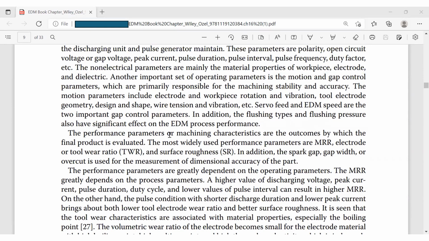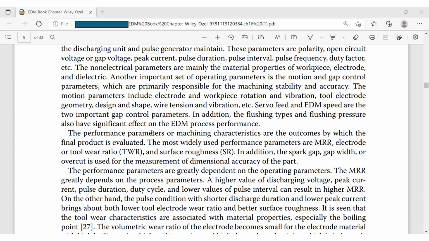Then the performance parameters, or the machining characteristics, are the outputs by which the final product is evaluated. This is very, very similar to what we have learned in machining. In machining, we have some independent variables and some dependent variables. Independent variables include those that we can control. The dependent variables include the results, the outcome of the machining. So it is the same thing here.